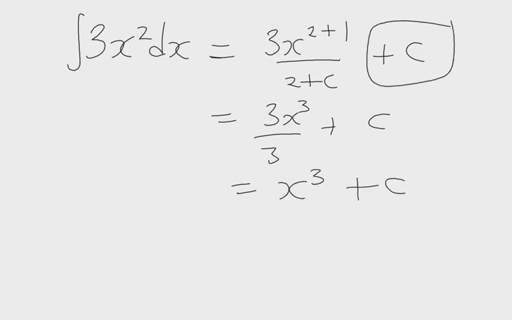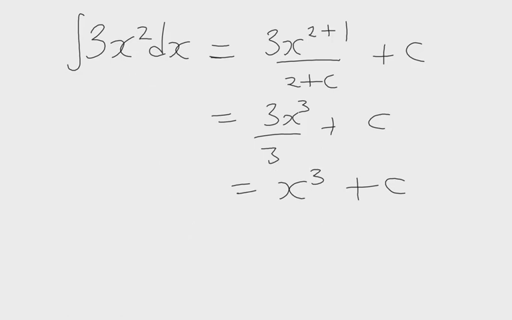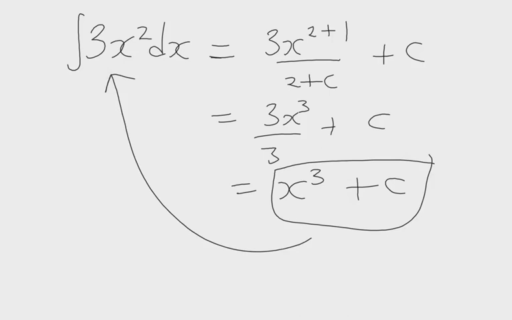Why we are adding plus c is because this integration is telling us that the derivative of this is going to give us 3x squared. That's what we want to find. So we want to find a function whose derivative is 3x squared, and this is the function. Here c is an arbitrary constant. It can be any number. If it is a number, by the time you differentiate this, you are still going to get 3x squared.